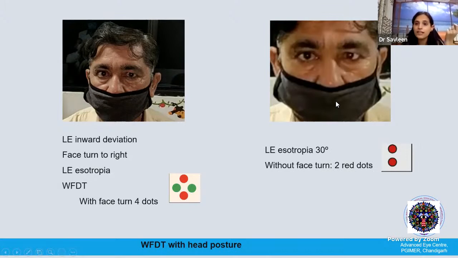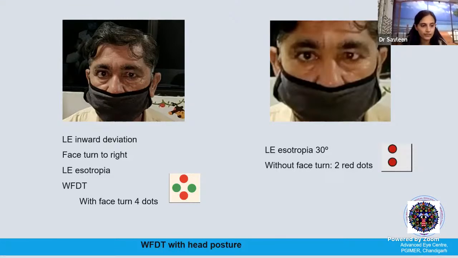What we did was that we realigned the patient's head posture. You see now the patient's head is straight. So now he's not fixating from the left eye, but only from the right eye, and his response changed. So it is also important that you correct the head posture anomaly that the patient might have before you run the Worth-4 dot test.